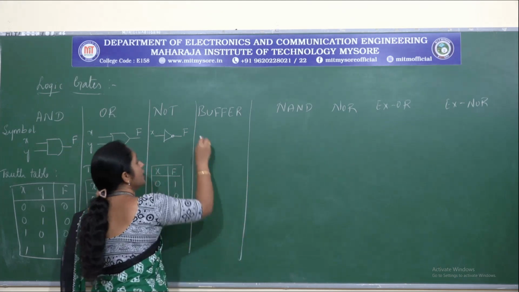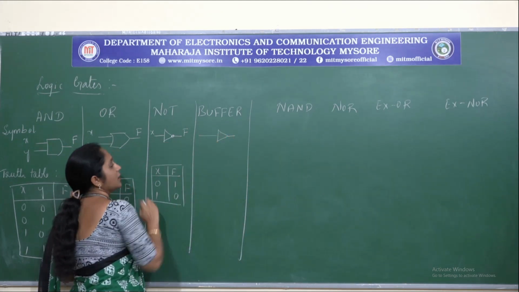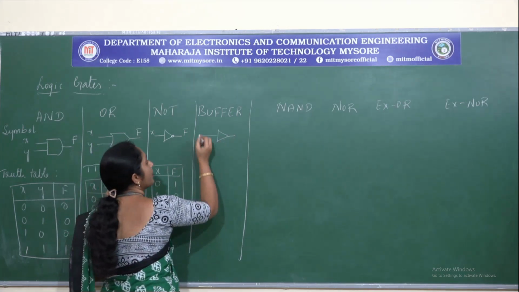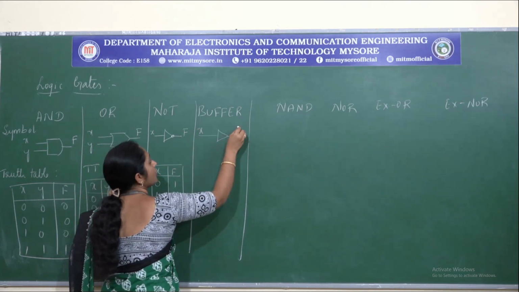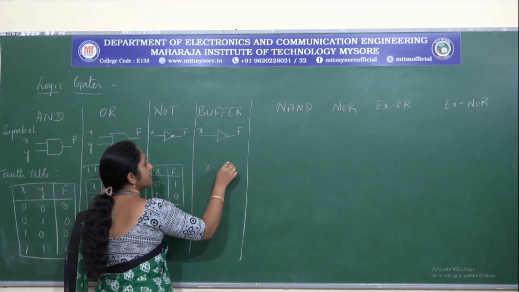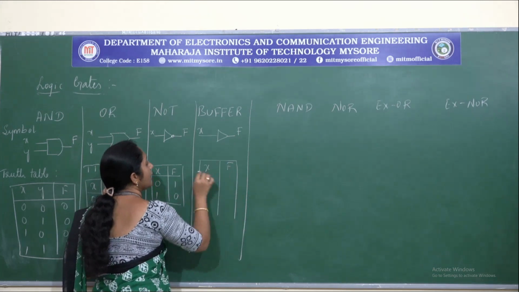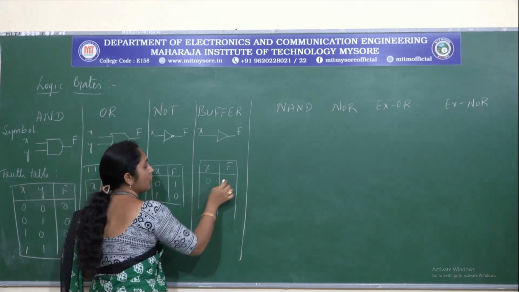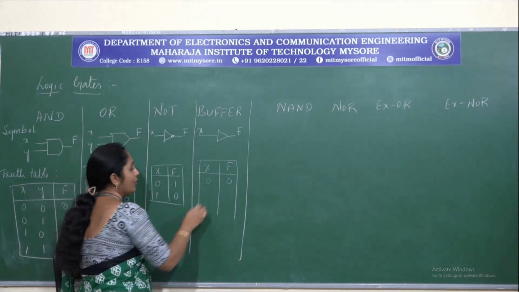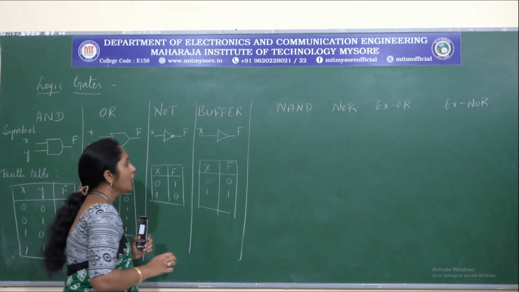Next we have the buffer. The buffer symbol is this, without a bubble. It is the same as the NOT gate symbol, but we are not going to use a bubble at the output end. So this is the buffer. As the name itself indicates, it is used to store the value temporarily. If I give 0, the output is also 0. If I give 1, the output is also 1. So this is the truth table for a buffer.